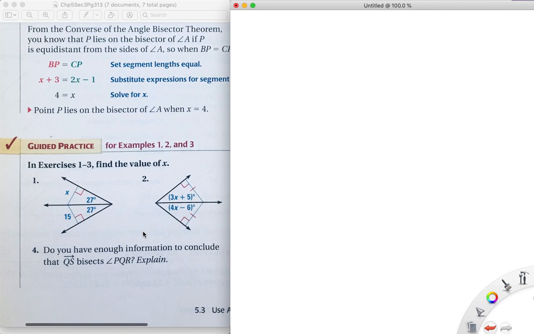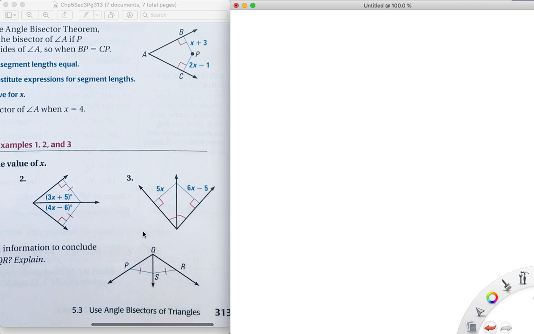Do I have enough information to conclude that? I do not. And the reason why I don't conclude that this is the angle bisector is because I don't know if these are perpendicular. It looks like it needs to be a little shorter. These are perpendicular intersections between the segment and the end of the ray. So I need it to be perpendicular, and I need these two guys to be the same. So I do not have enough information.